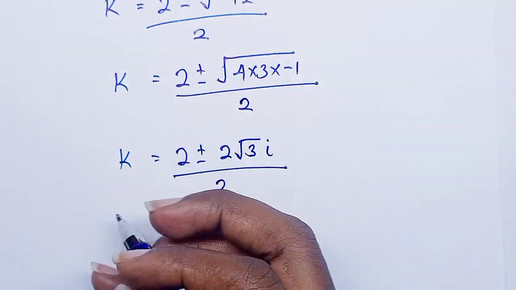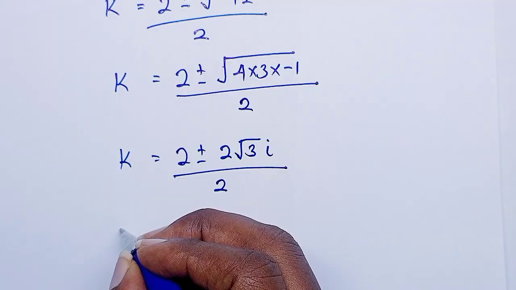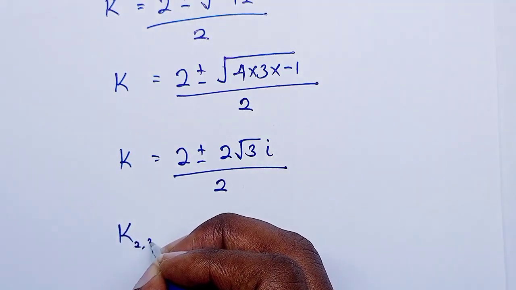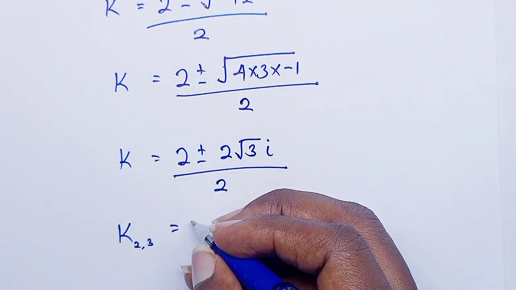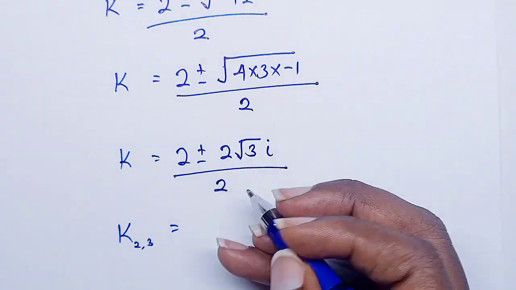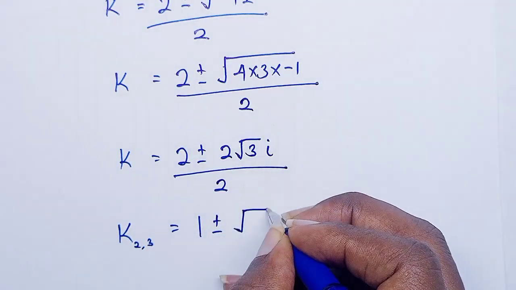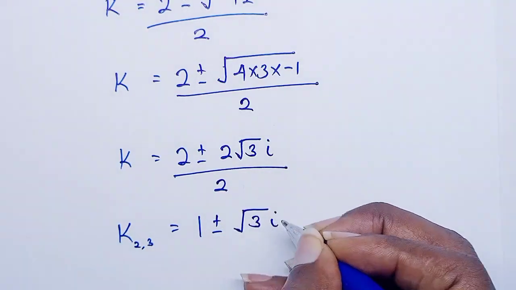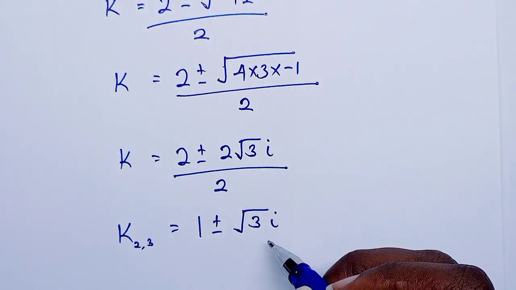So also here we have two solutions. The other one was k1. So we shall have k2 and k3 equal to this divided by 2 and also this divided by 2. So we shall be left with 1 plus or minus root 3i. Two solutions here, imaginary solutions.